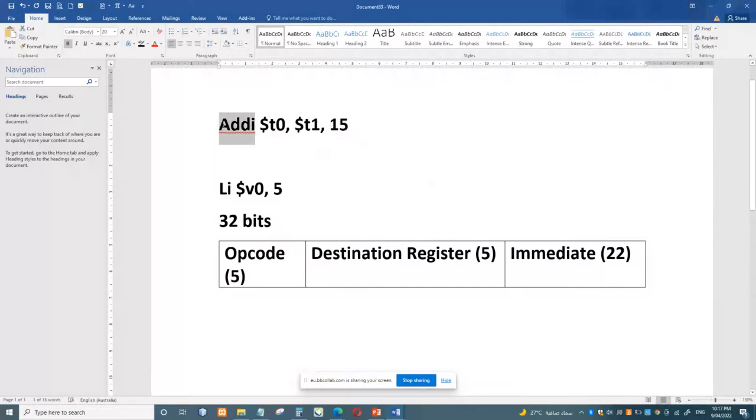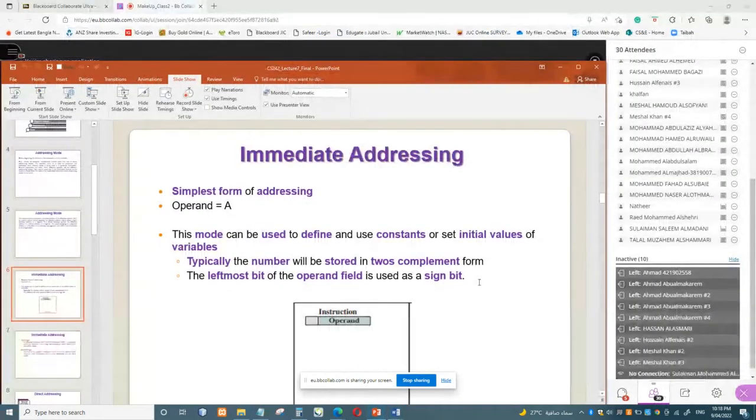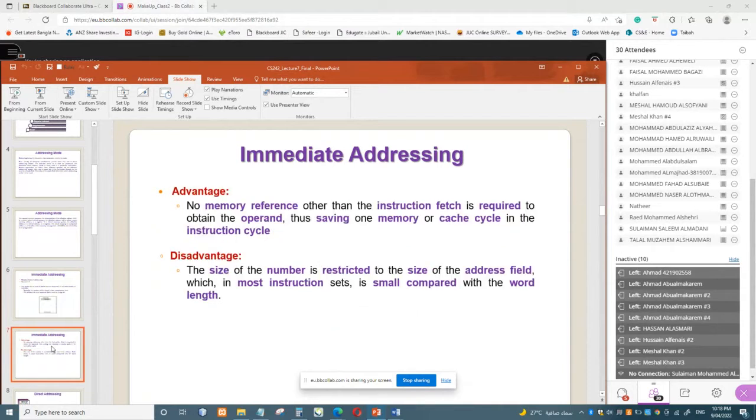So if we take 5 bits for the opcode, the destination register is 5 bits, and the source register is also 5 bits. So 15 bits will be gone, or 16 bits will be gone, and then the immediate value will get only 16 bits. With 16 bits, I think you can have a maximum of 32,768. So that is not a big number. So this is one of the limitations of immediate addressing, though it is the simplest addressing mode. One of the limitations of this addressing mode is that you cannot have a big number.